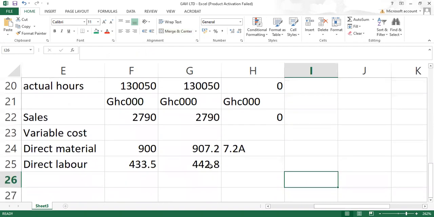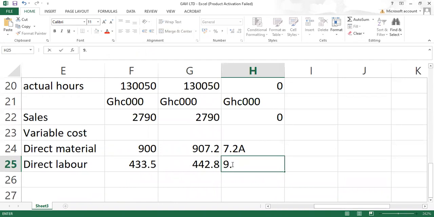That's spending more. We are spending more by how much? 9.2. Yeah, 9.2 or 3? Okay. We should have spent 433, but we end up spending 442. 9.3. It's what? 9.3. You have calculators there. That's 9.3. It is 9.3.